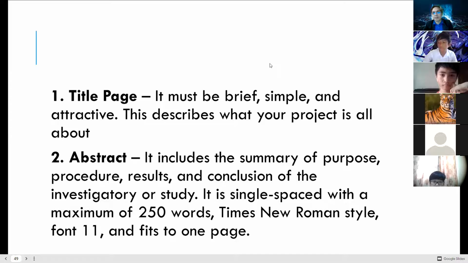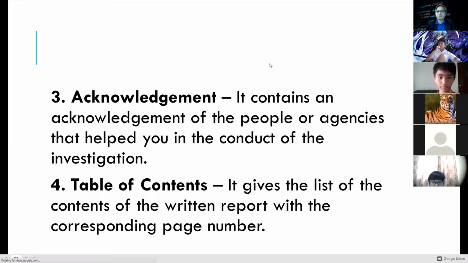Abstract. It includes a summary of the purpose, procedure, results, and conclusions of the investigatory study. It is single-spaced with a maximum of 250 words in Times New Roman, font size 11, and fits on one page. The purpose of having the abstract on one page is for us to have an overview of your research, of your science investigatory project. That's the purpose.